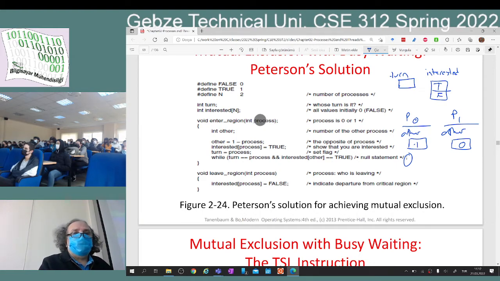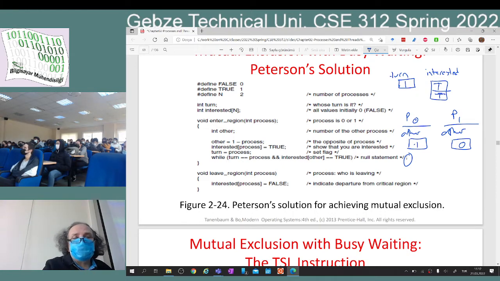P1 says that I am process number 1. Other is 0, like this one. Okay, I am interested, so I will make interested[1] true. So both of them are true now. Very interesting case. Make the turn process, so turn is going to be 1. It used to be 0, now it is 1.